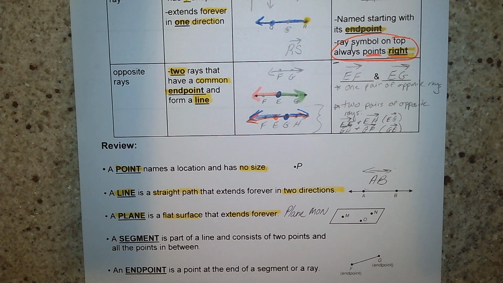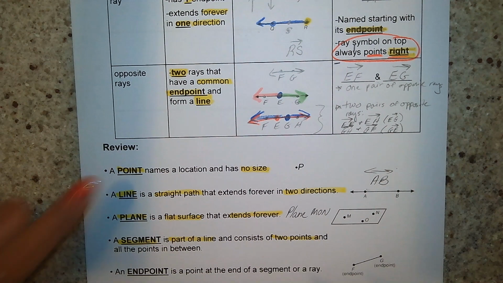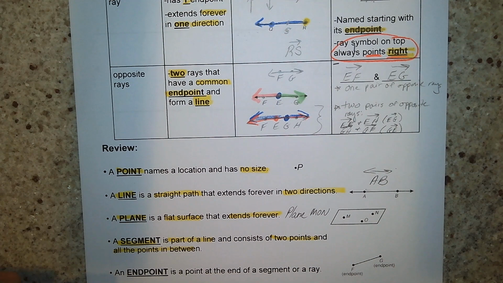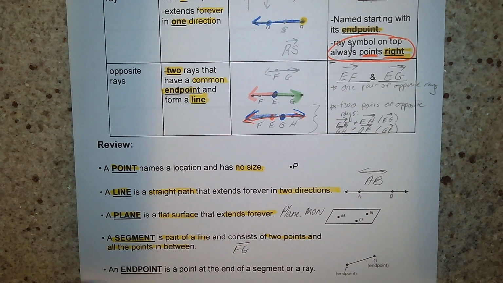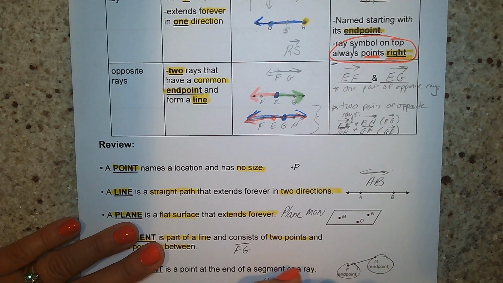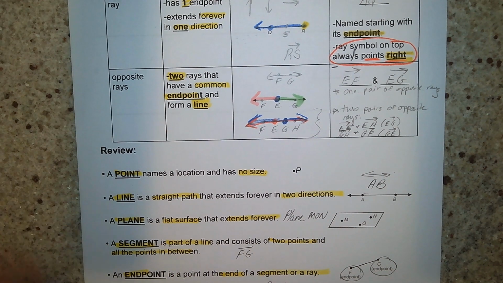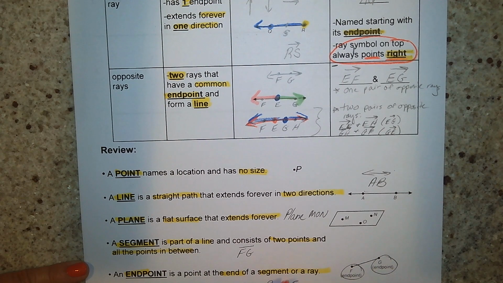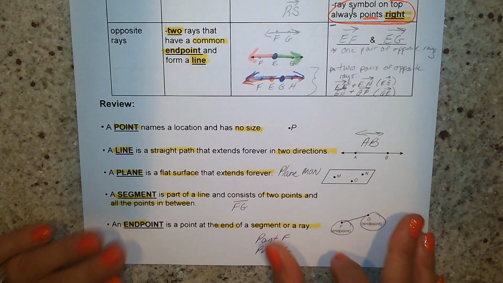Now the next one is a segment. A segment is a part of a line, and it consists of two points, at least two points and all the points in between. In this picture you're only seeing two points, but there could be an infinite number in between. This is segment FG. You can also call it GF. An endpoint is the point at the end of a segment or ray. So point F and point G are both endpoints there.